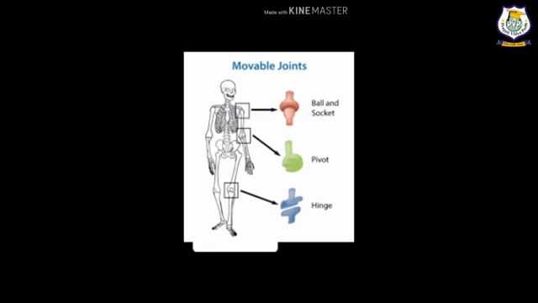So what we have noticed, we can move our neck in all directions, but not our knees, even though both are movable joints. Why can we move our neck in all directions and not our knees? Because these joints work differently. Though they are movable joints, their work is different. Types of movable joints: hinge joint, ball and socket joint, pivot joint, gliding joint.